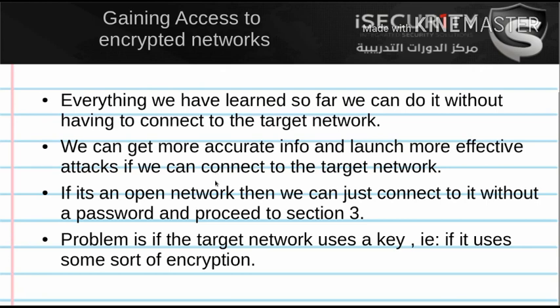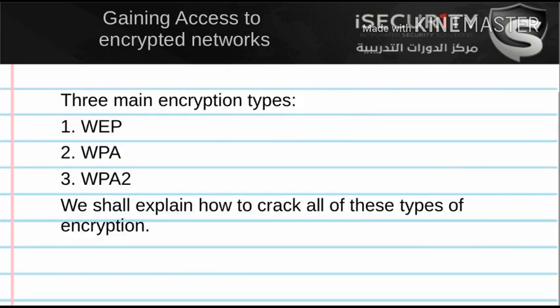So that's the motivation for this part of this course, to get the key for the target network so that we can decrypt its packets. Further than that, we'll be able to connect to the target network after we get its key, and then we'll be able to launch more powerful attacks, and we'll be able to gather more specific information about the client and about the access point. So in this section, we're going to talk about getting the key for different types of encryption. The most famous encryptions, we have WEP, WPA, and WPA2.